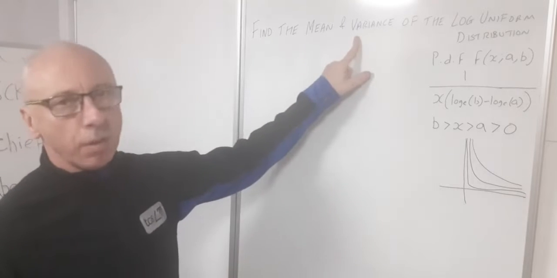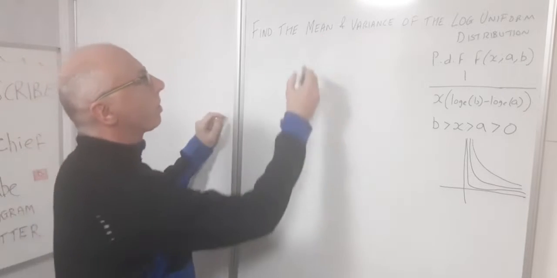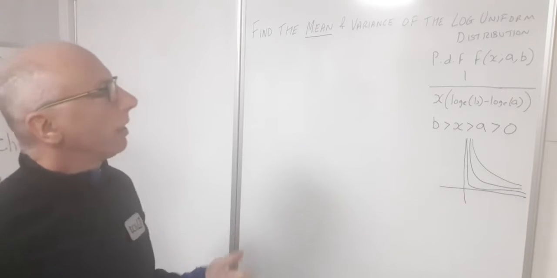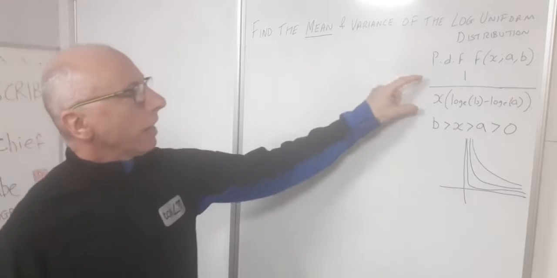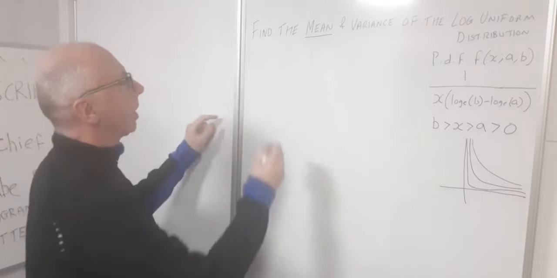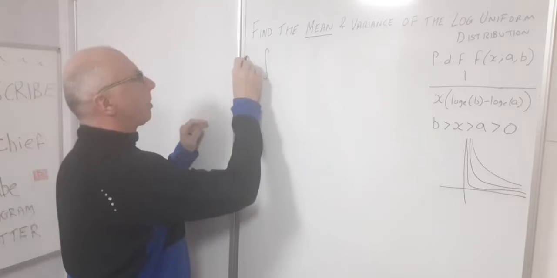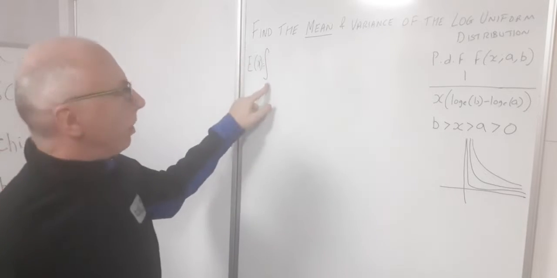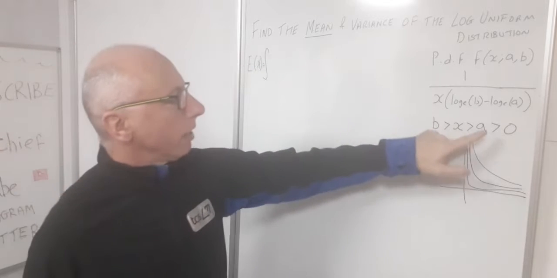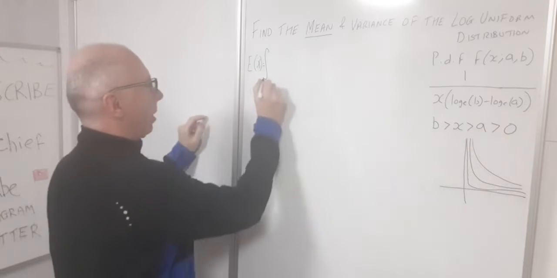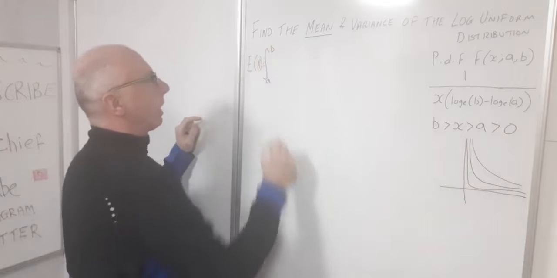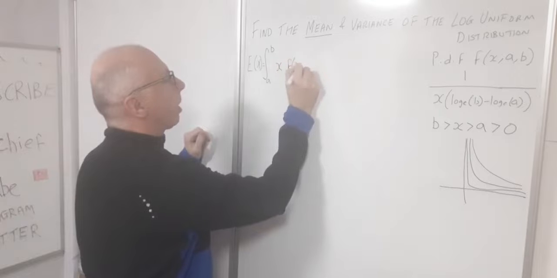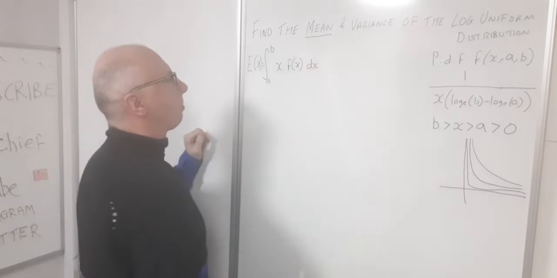Okay, so onto this video, we're looking to find the mean and the variance. First of all, let's look at the mean. The best way to do that is through integration of our PDF. So let's set E of x equal to the integral from a to b, where a is our lower parameter and b is our upper parameter, of x times our PDF with regards to x.